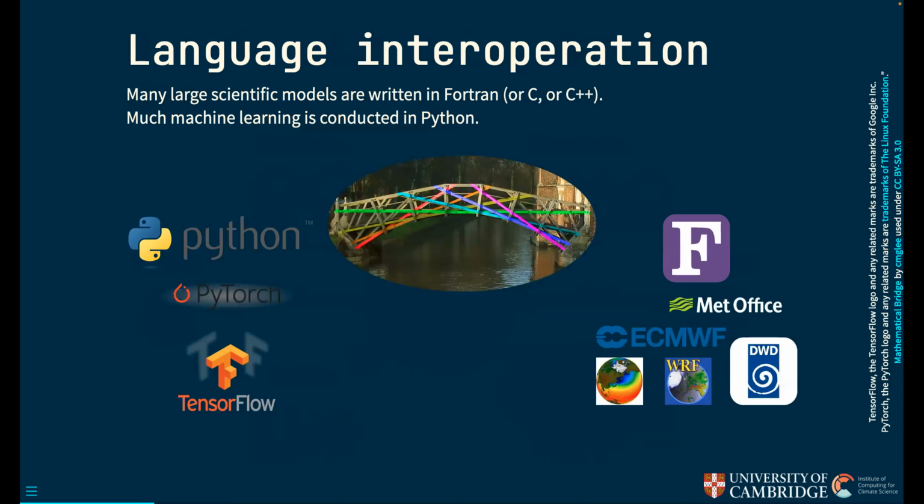So this is the idea that many of your machine learning frameworks or models are trained in Python, whilst a lot of these big computational models are written in some more developed language, say Fortran, C or C++, and indeed often a lot of the climate and weather models are Fortran. So the issue becomes, how do we bridge between these two languages?